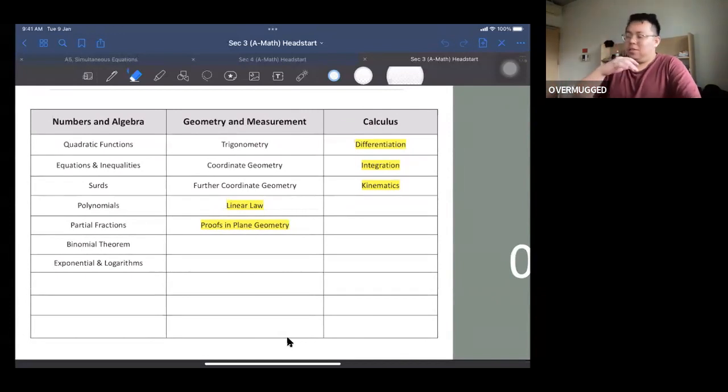Now, I know what you're thinking. I'm going through simultaneous equations, but there's no topic called simultaneous equations. Okay, that's true. The reason is because it is actually hidden in one of the chapters here. Now, if you see from the table, you see two colors.